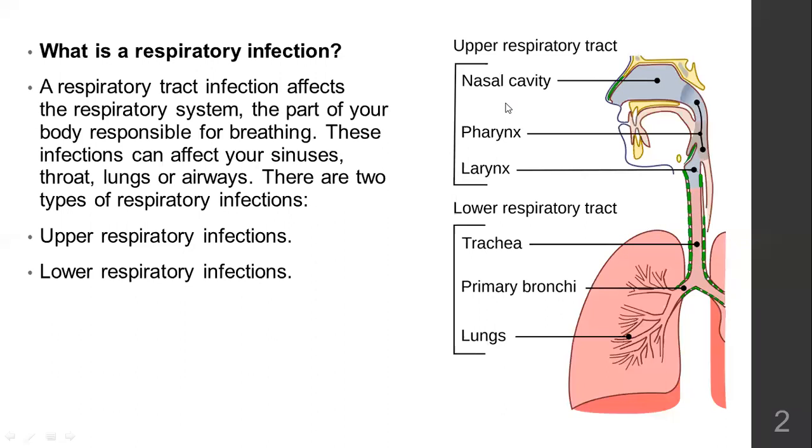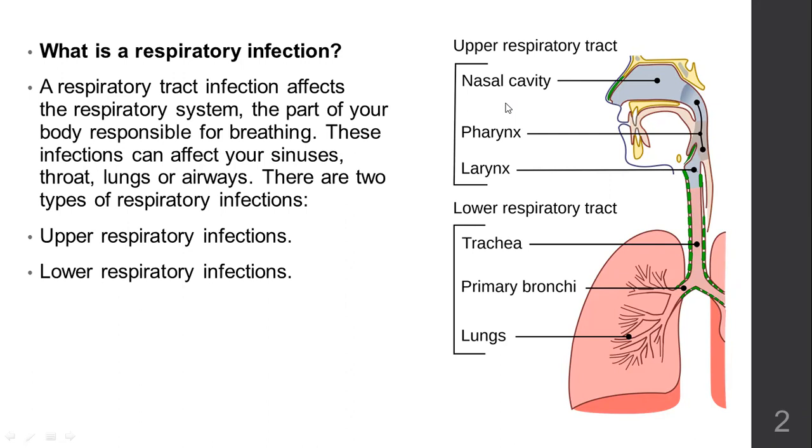So coming to respiratory infections, we'll go through some more or less common respiratory disease conditions, infectious ones, and how nutrition impacts these infections. So what is a respiratory infection? It affects your respiratory system, the part of the body that is responsible for breathing.